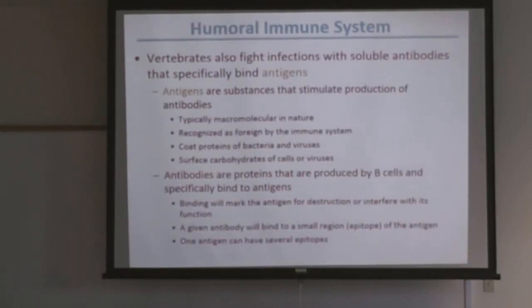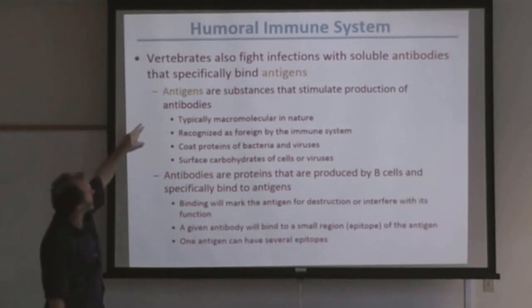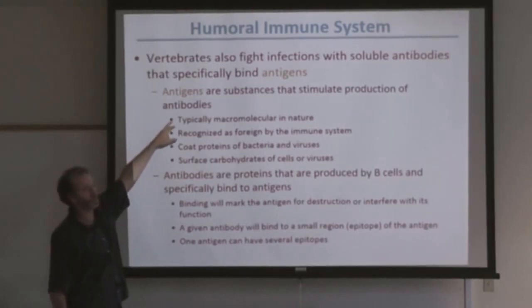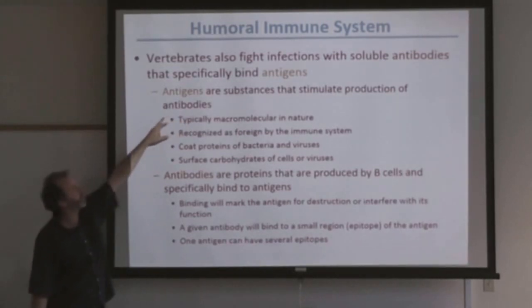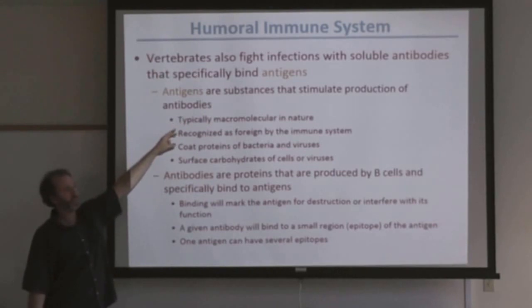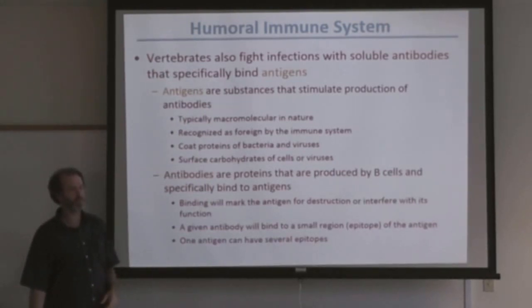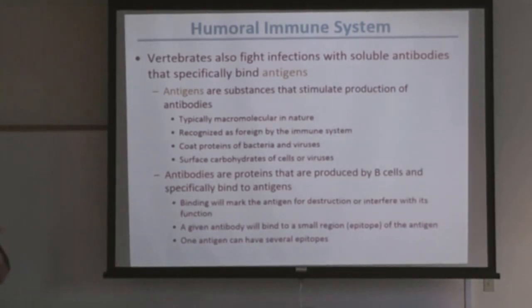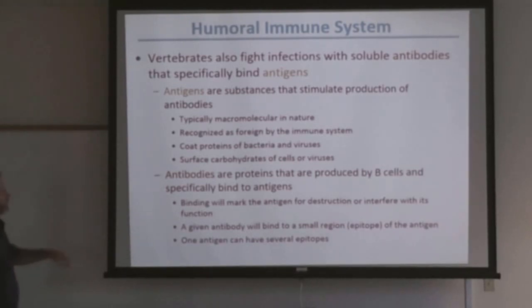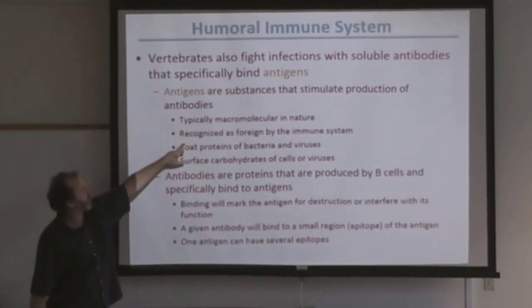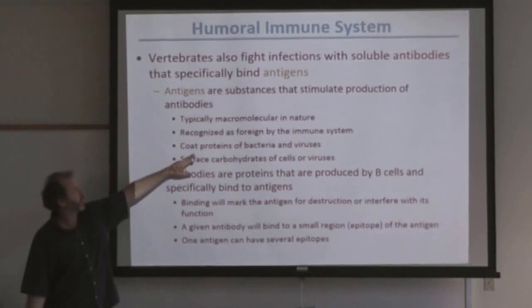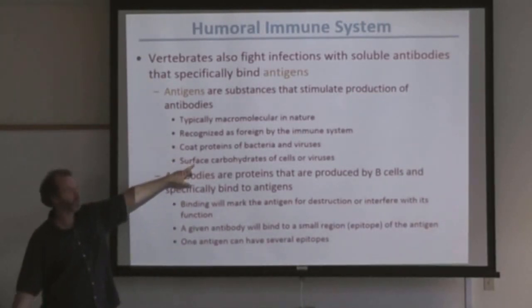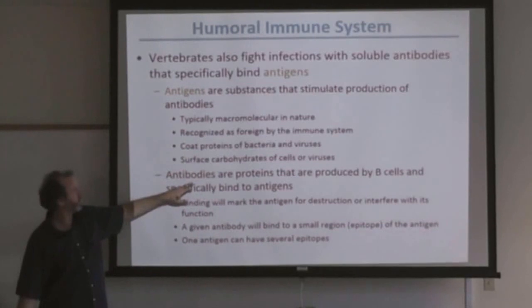In the humoral immune system, vertebrates also fight infections with soluble antibodies that specifically bind to antigens. So some definitions that you probably already know: antigens are the substances that stimulate the production of antibodies. Have you guys heard of haptens? Did he go over haptens and antigens and all of that? Antigens are what the antibodies bind to. They're typically macromolecules, recognized as foreign by the immune system, like coat proteins of bacteria and viruses, and carbohydrates of cells or viruses.